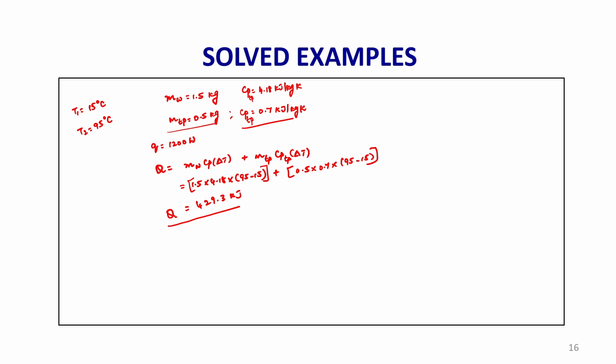Now this q is equal to 1200 watts. Watts is nothing but joules per second. Here I am having kilojoules, so let us convert this also into kilojoules per second. This is equal to 1.2 kilowatts, or kilojoules per second.